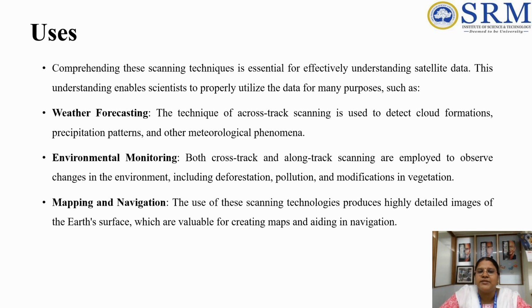So this understanding enables scientists to properly utilize the data for many purposes like weather forecasting, where across-track scanning is used to detect cloud formation, precipitation patterns, and other meteorological phenomena. And in environmental monitoring, both along-track and across-track scanning are employed to observe changes in the environment, which include deforestation, pollution, and modifications in the vegetation. And it is also used in mapping and navigation. These scanning technologies produce highly detailed images of the Earth surface, which are valuable for creating maps and aiding in navigation.